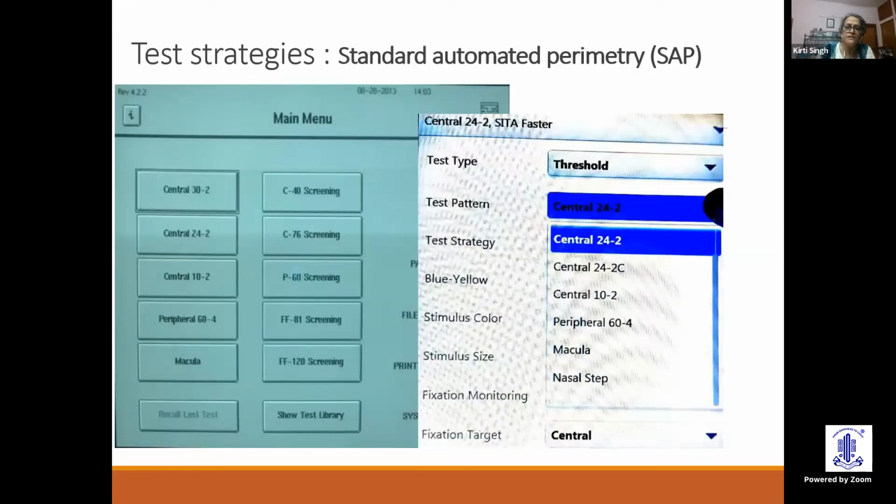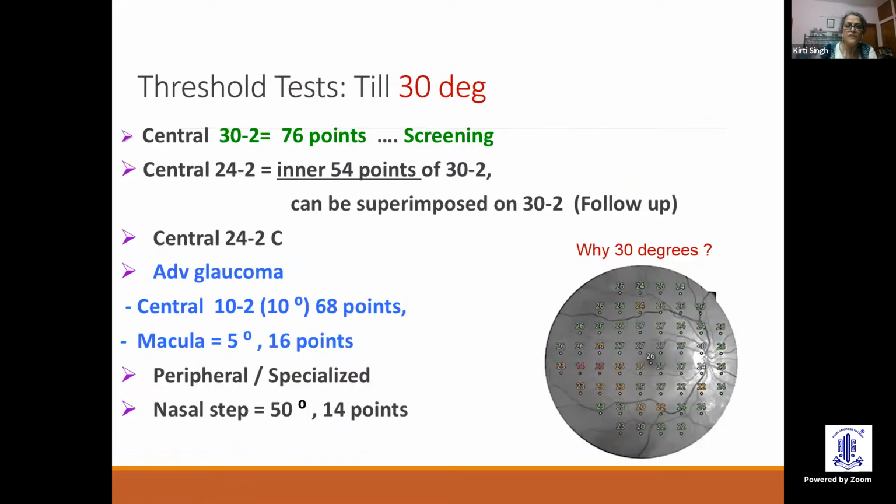The test strategies of standard automated perimetry, sometimes called standard achromatic perimetry or SAP, are in the drop-down menu that will come when you open the Humphrey field. Central 24-2, and 24-2C is the new one I'll be covering. Central 10-2, the peripheral macula and nasal step, I will not be covering too much, and neither will I cover the full threshold too much, because that's not done anymore. Mostly it has been supplanted by SITA. So these are the test strategies.